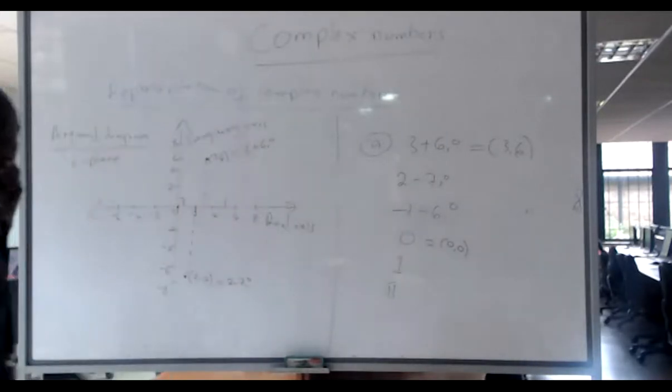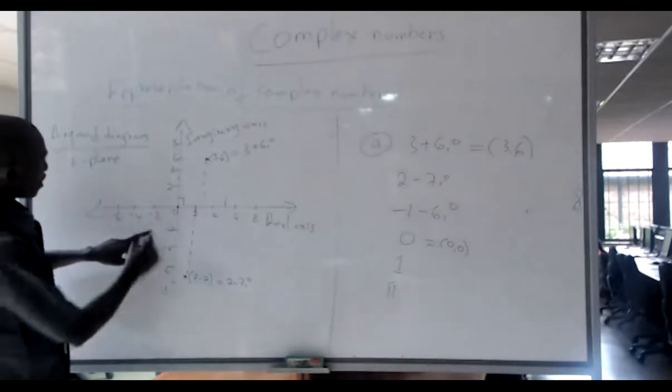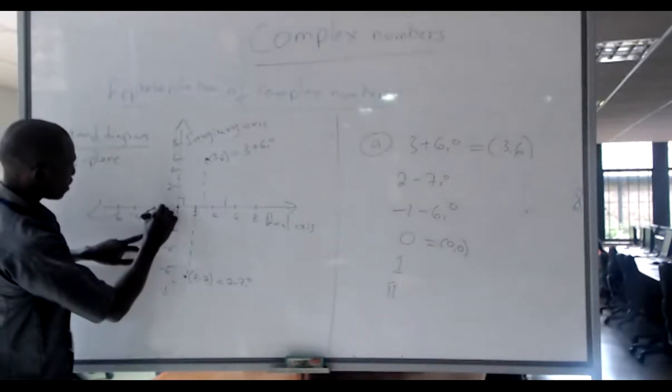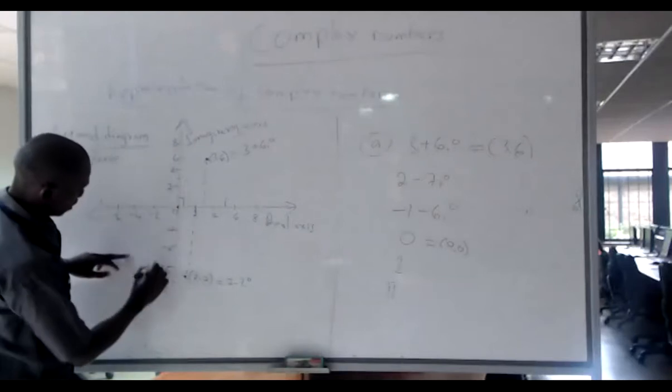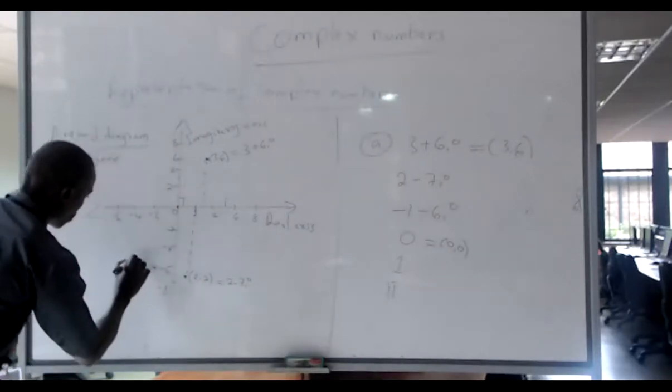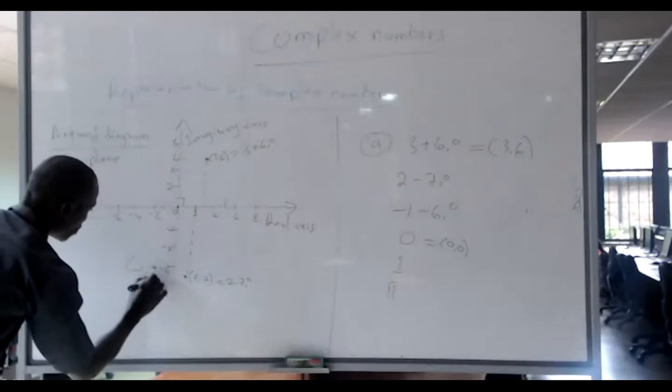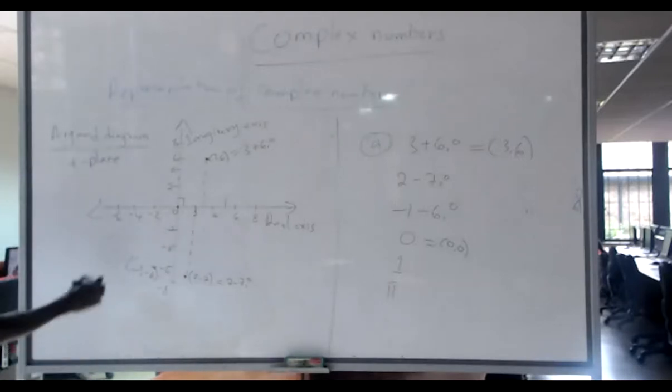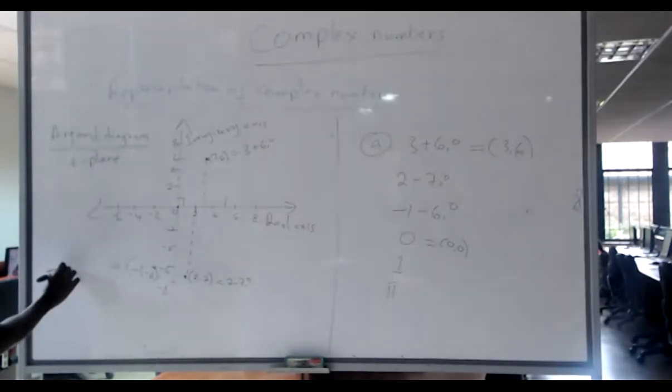-1, -6i. Locate -1 on the real axis. So this is -1, and then -6 somewhere there. So this is the point (-1, -6), and it will correspond to the complex number -1 minus 6i.